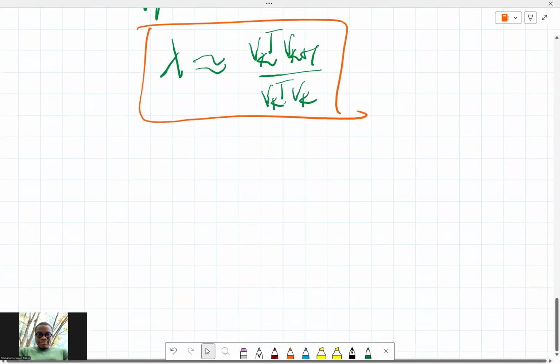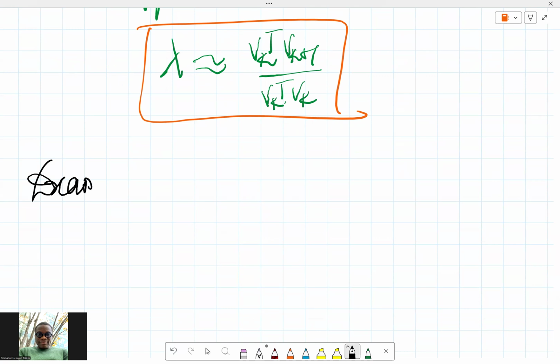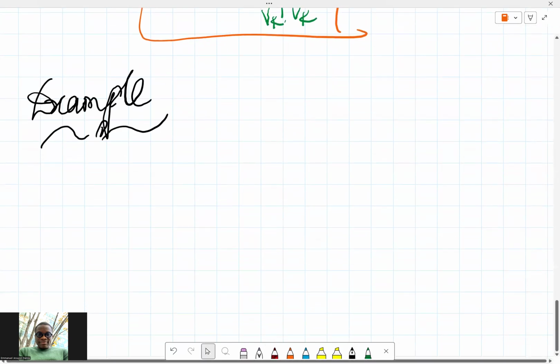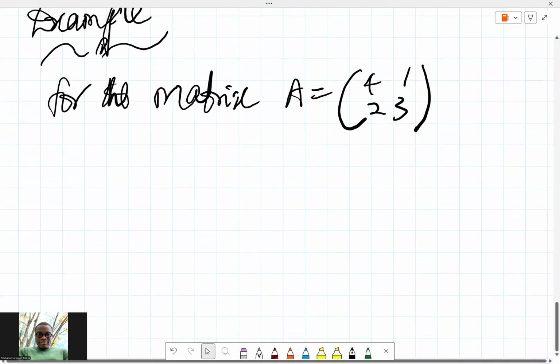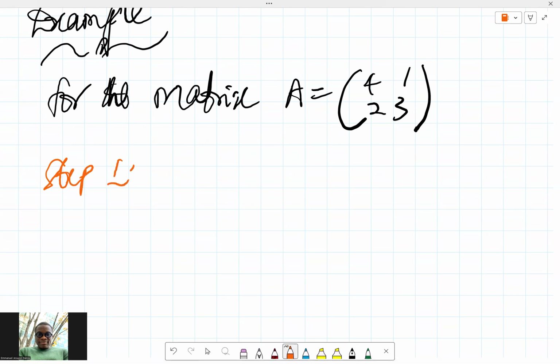So let's take an example right now. For the matrix, I'm going to use the same matrix I've been using: A equals 4, 1, 2, 3. Okay. So step one, start.